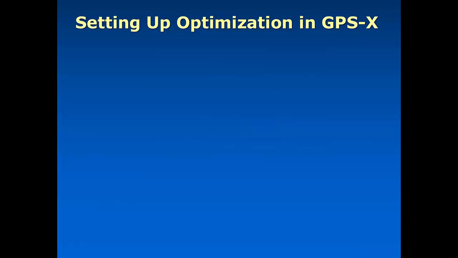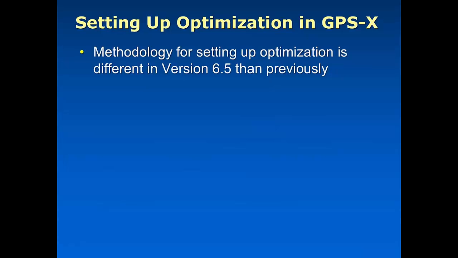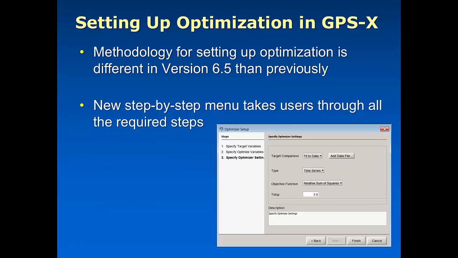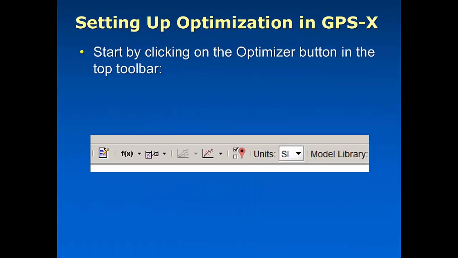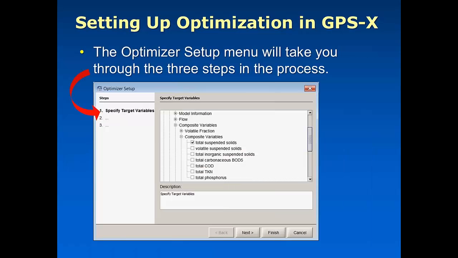But now let's actually get over to seeing what it looks like when we do it in GPSX. So first of all, I should mention if you've used the optimizer in GPSX in the past, in version 6.5, which came out around Christmas time, we've completely changed the way that you set up an optimization. We now have a new step-by-step menu that takes you through all of the required steps to set that up. So all of the options with respect to selecting your variables and importing your data and so on are now done through this menu. So the first thing you do is you click on the optimizer button on that top toolbar, and that brings up this window.